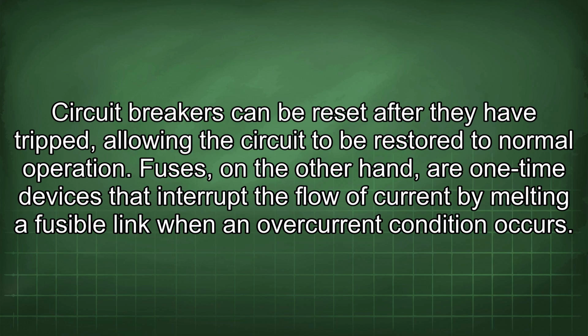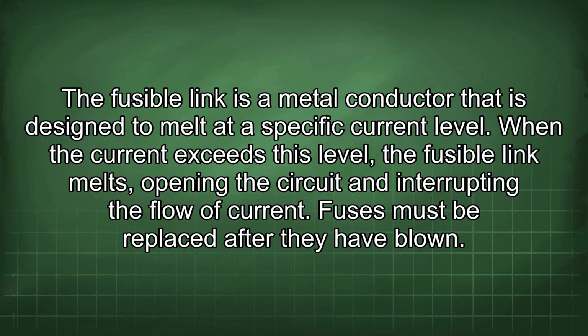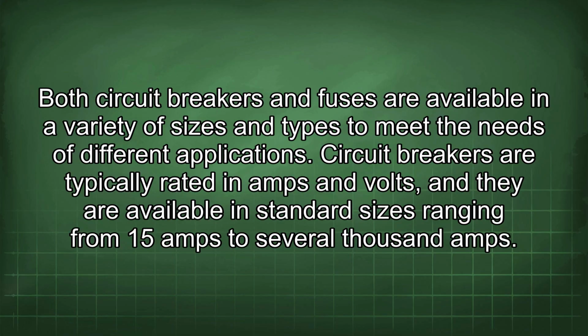Fuses, on the other hand, are one-time devices that interrupt the flow of current by melting a fusible link when an overcurrent condition occurs. The fusible link is a metal conductor that is designed to melt at a specific current level. When the current exceeds this level, the fusible link melts, opening the circuit and interrupting the flow of current. Fuses must be replaced after they have blown. Both circuit breakers and fuses are available in a variety of sizes and types to meet the needs of different applications.